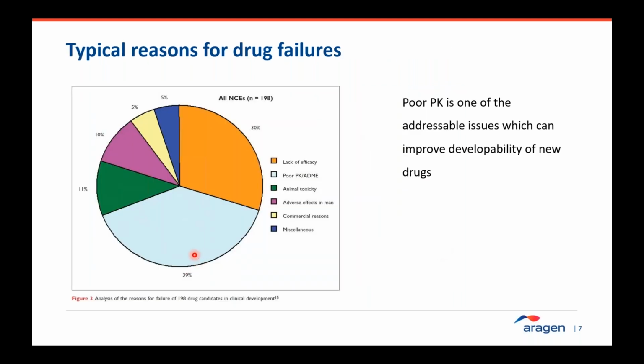This is the slide which shows the typical reasons for drug failures in the industry. There are several reasons. Mainly the top 2 reasons are poor PK and ADME profile and lack of efficacy. Efficacy is more related to the structure of the molecule itself. The second major reason for attrition is a poor PK ADME profile, which also includes permeability issues. But the solubility issues can be addressed through the right selection of formulation approach.